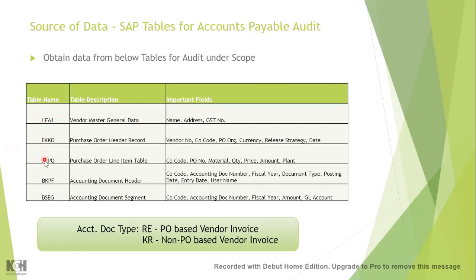Then EKKO and EKPO are two tables related to your purchase order history. So all the POs which got created during the period of your audit, you can ask them to provide you the details. The next two tables are accounting document related tables, BKPF and BSEG. One is called the header table, another is the line item table. And here you can use your document type. RE is for PO based, KR is for non-PO based. So once you get the data from these five important tables, then you can go to the next stage.